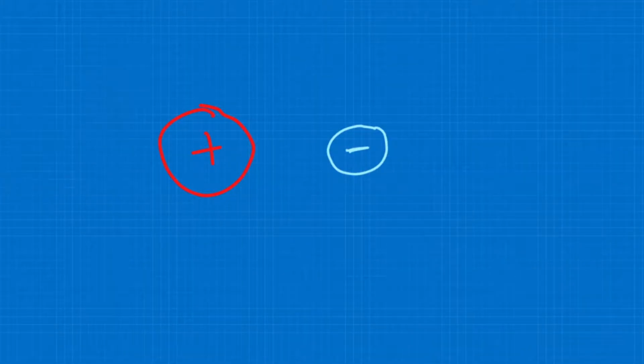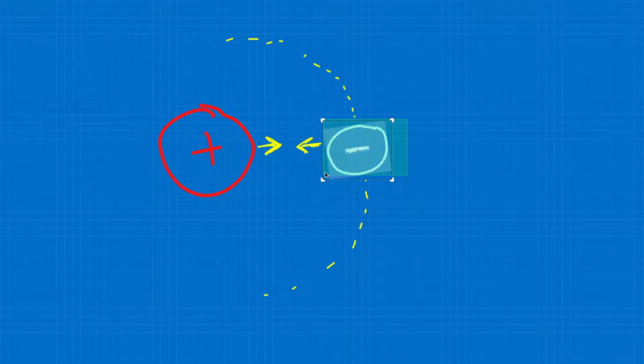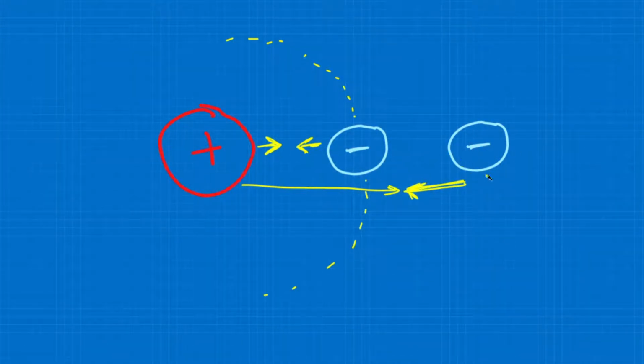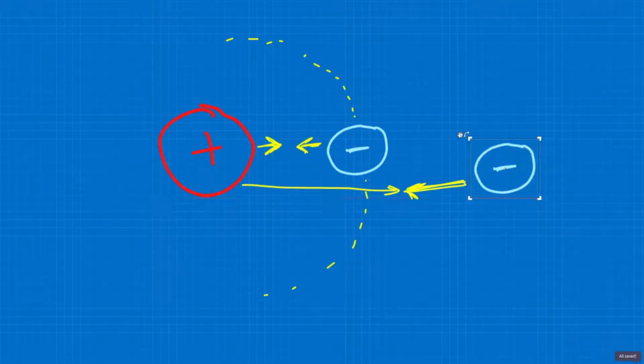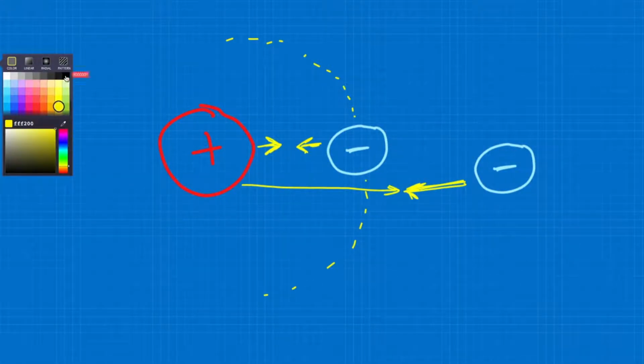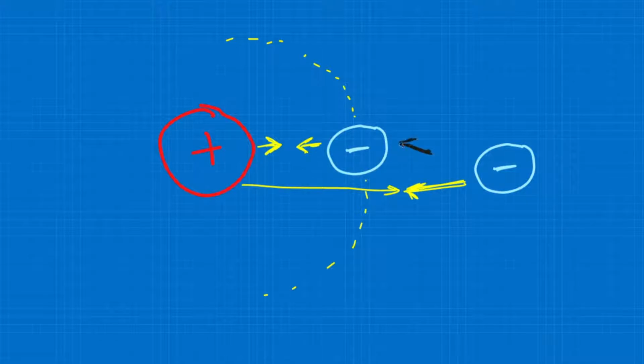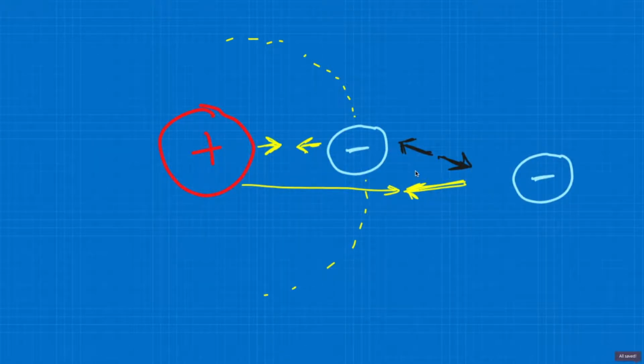Let's say you have a positive nucleus and a negative electron, and they are attracted to each other. And then you also happen to have an electron in a higher energy level. This electron is also attracted to the positive nucleus, but it's being repelled by the negative electron that is between it and the nucleus, which means it's going to be pushed slightly further away than it would be if there were no electron in between it and the nucleus.